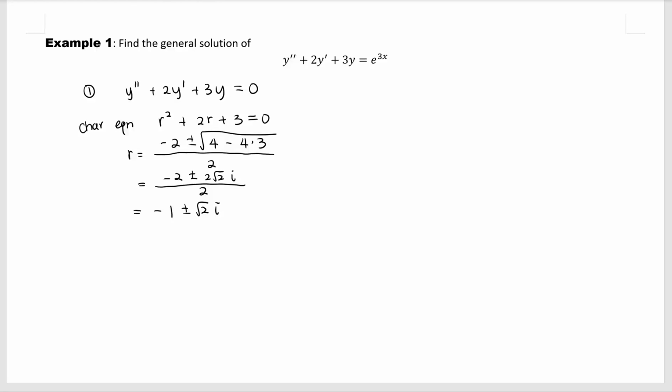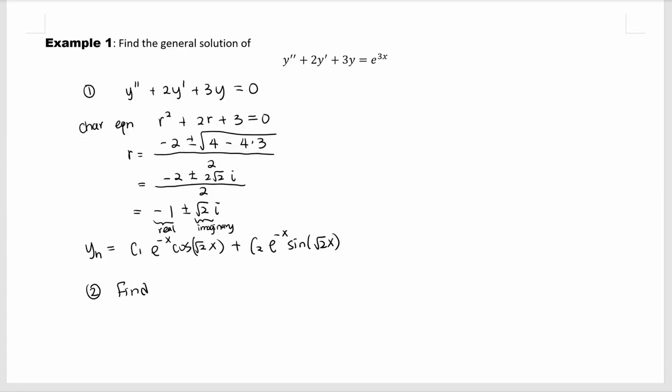And because it's complex, we expect our solution is going to be like c1 times this is the real part, and this is the imaginary part. So the real part is alpha, e to the alpha x, or e to the minus x, times cosine of beta x, so square root of 2 x, plus c2 e to the minus x sine of beta x. Okay, everybody? So this is our homogeneous solution. This is part 1.